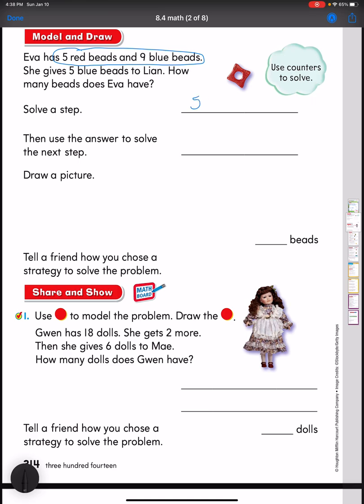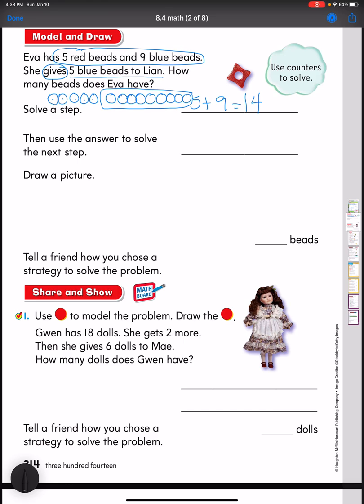So I would do 5 plus 9. So I could do 5 and then 9 more to join her. 4, 5, 6, 7, 8, 9. How many does she have now? So I could say 9, 10, 11, 12, 13, 14. So my first step was to figure out how many beads Eva has. She has 14 beads. She gave, which is a subtraction word, 5 blue beads to Leon.